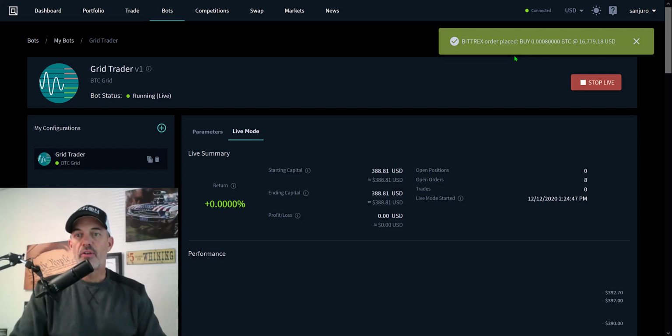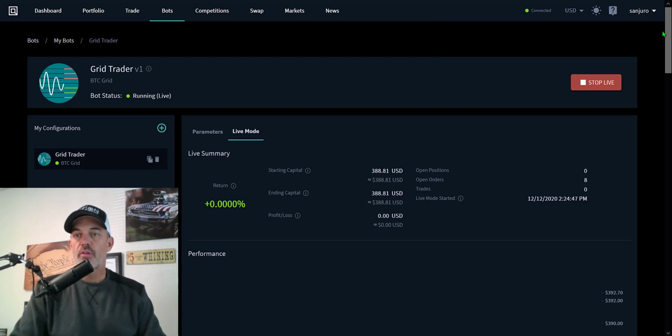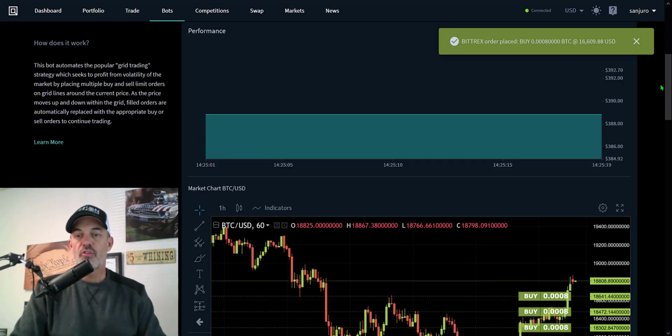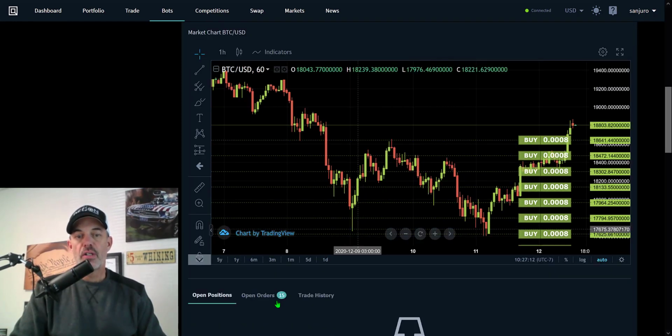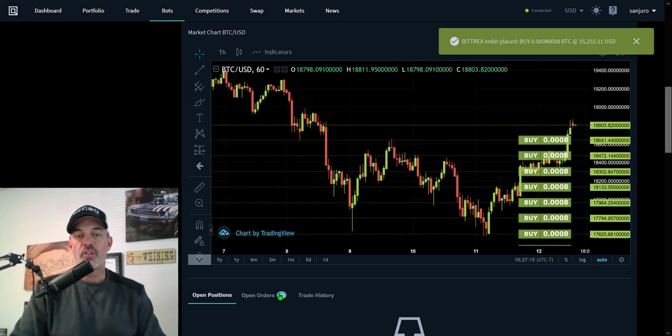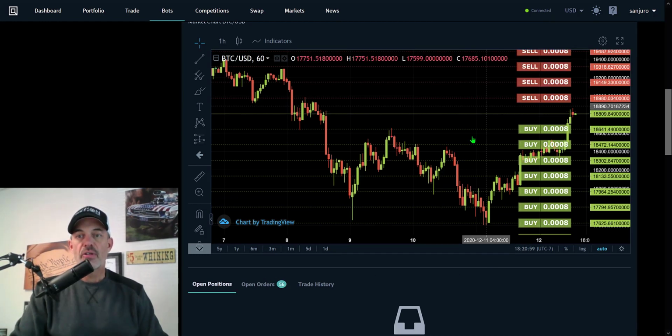And you can see it's starting to fill in the buy orders on the grid. So we should start seeing those buy orders populate on the grid. And we should end up with a total of 60 open orders. There would be 30 on the buy side and 30 should populate on the sell side. And now you can see the sell orders are starting to populate.